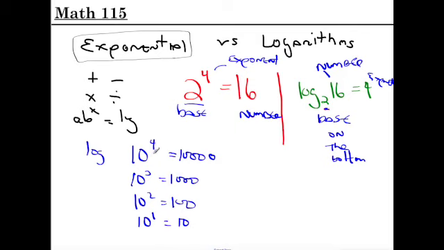Notice what's happening. I'm counting my zeros. So 4 will give me 4 zeros, 3 will give me 3, 2 will give me 2, 1 will give me 1. And we know that 10 to the 0 power is the same thing as 1. So that's consistent with everything we've done so far.